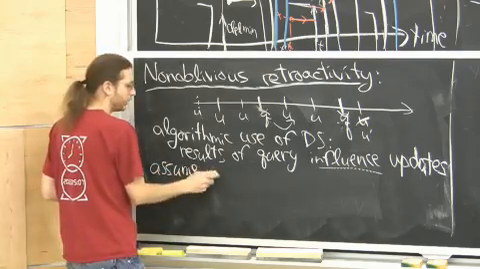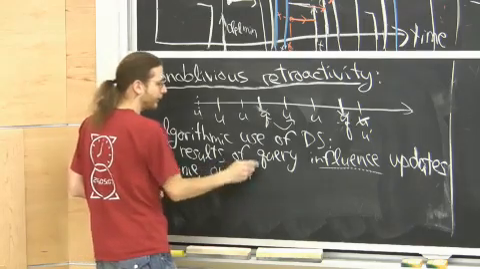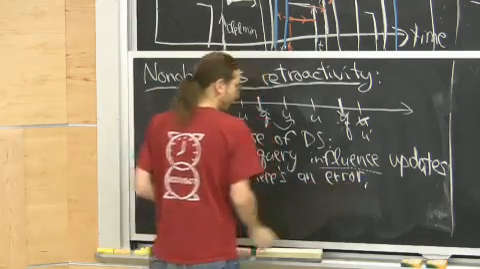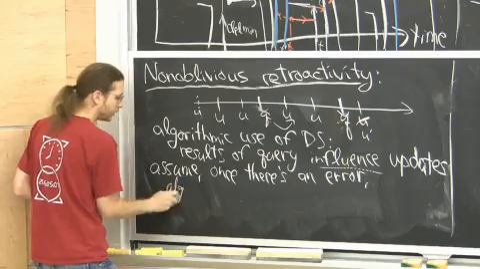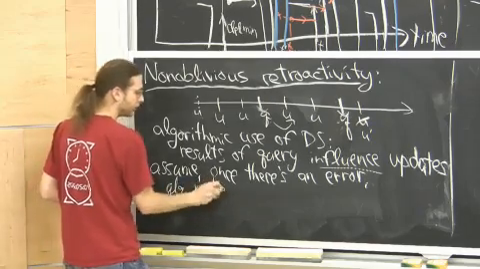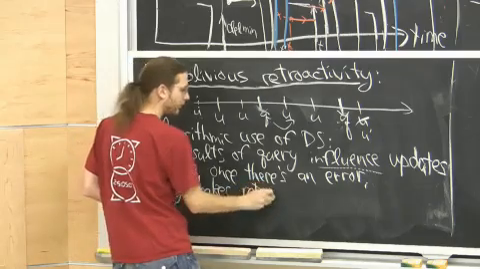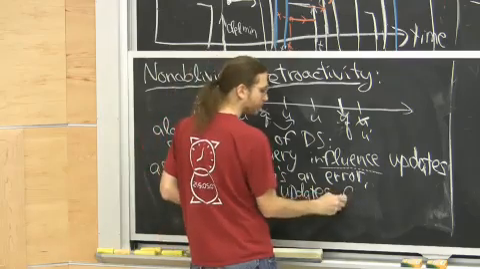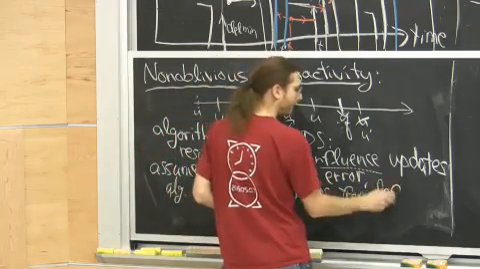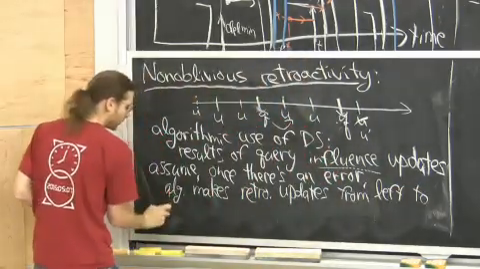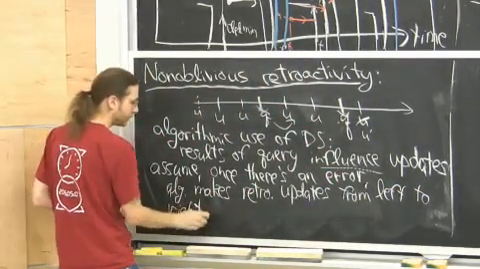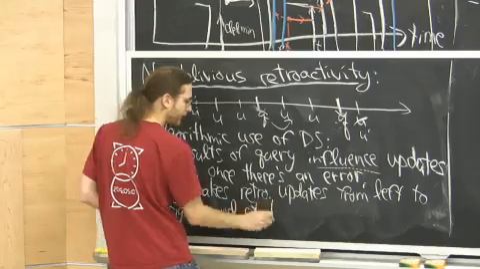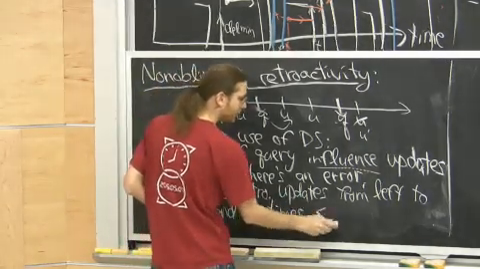Assume that once there's an error, the algorithm makes retroactive updates from left to right. And also going to assume that it does it at times less than or equal to all errors.